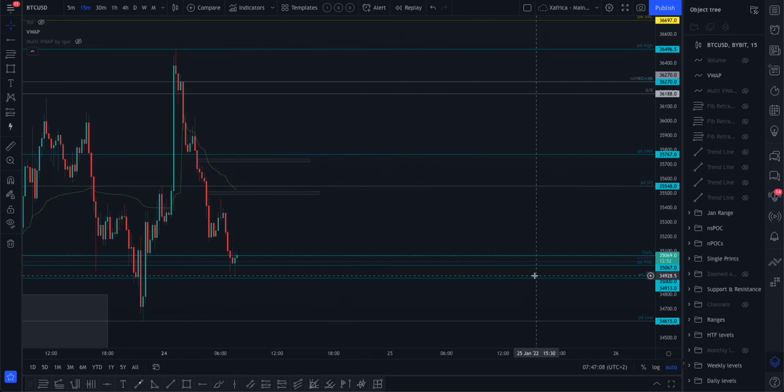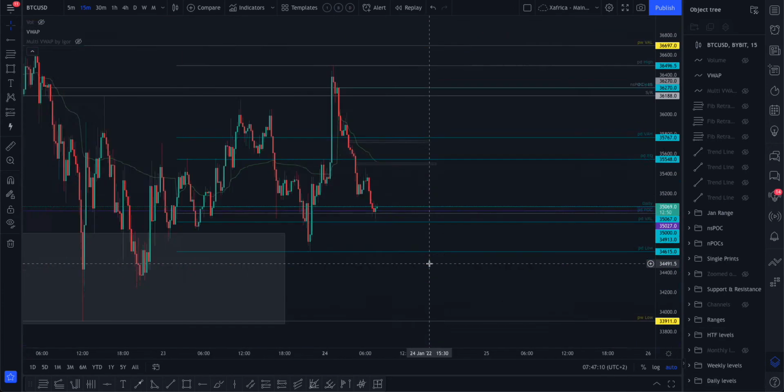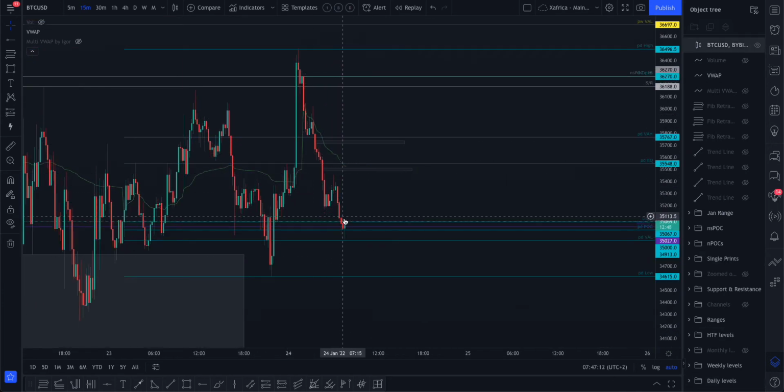So I've explained why single prints are important before. We came down a bit fast, so we can expect a little reaction off there. It's also in confluence with the VWAP, and if we push through we will see a little reaction there, and so on. Single prints, zoomed out, support and resistance, nothing has changed there.